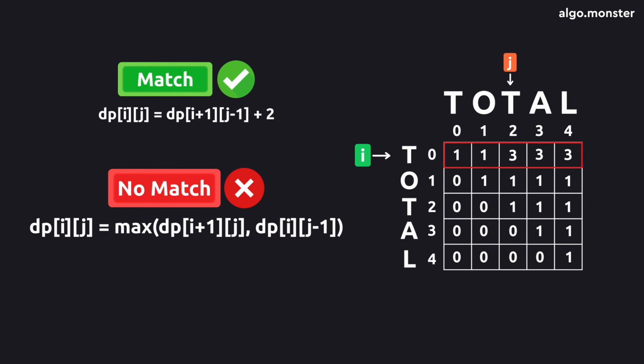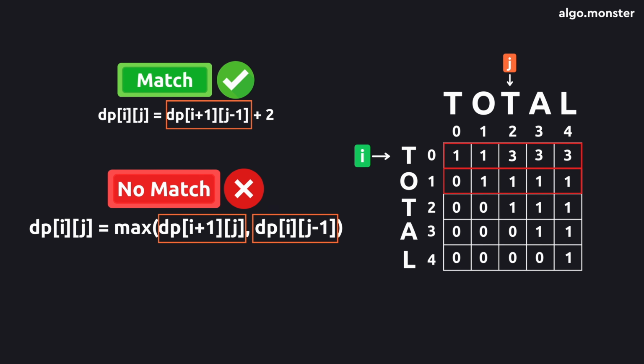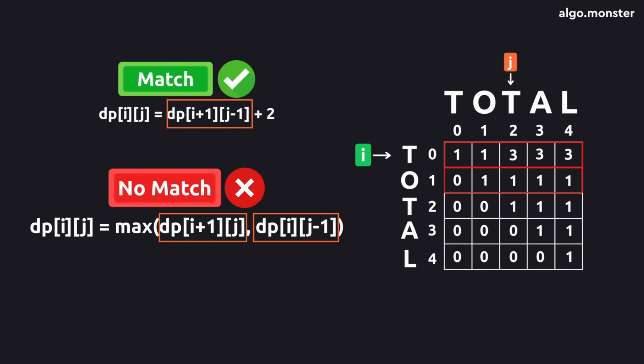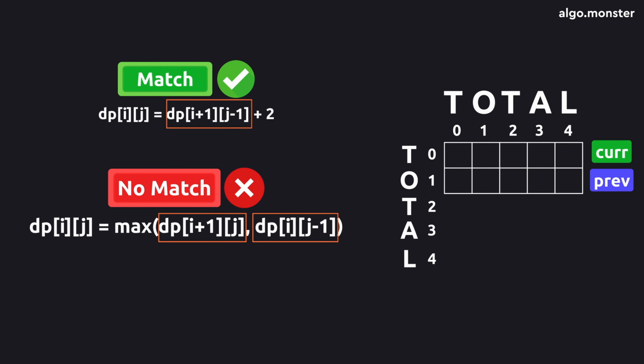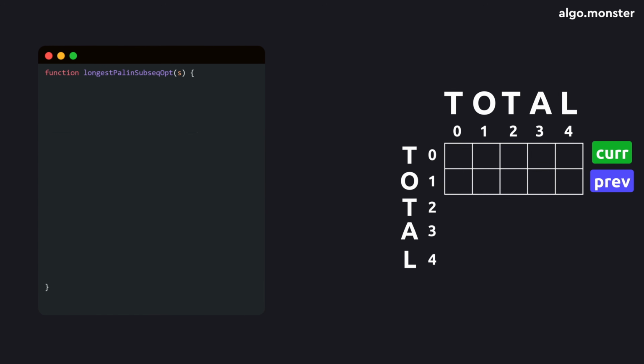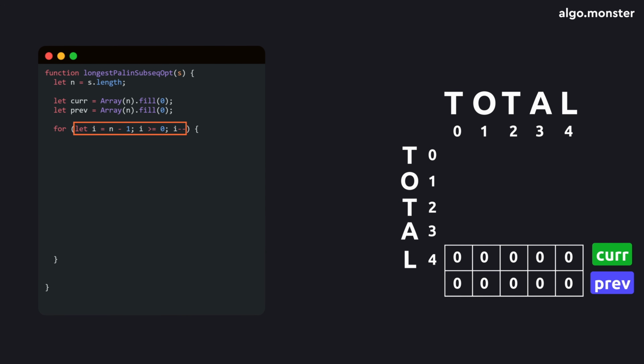But look at the formulas again. To compute the current row, we need values from that same row, since i stays the same, and from the next row, where i is increased by 1. So at each step, we are again using only 2 rows in the calculations. The previous ones are no longer needed. That means we can store only 2 rows instead of the entire table, so we can optimize the code. Now we create 2 arrays, cur to store the current row of the table, and prev for the previous row. We initialize them with zeros. Now we go over the rows from bottom to top, from n-1 to 0.